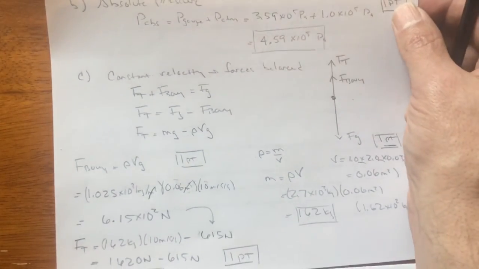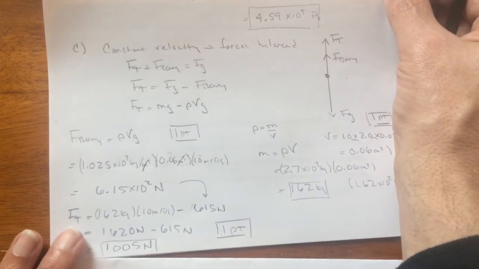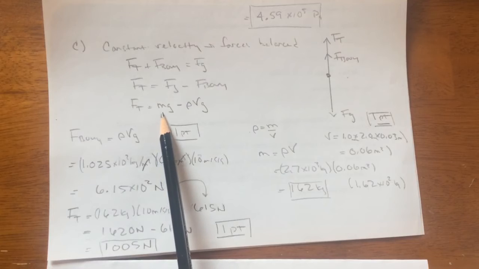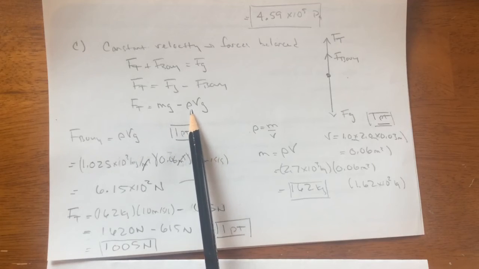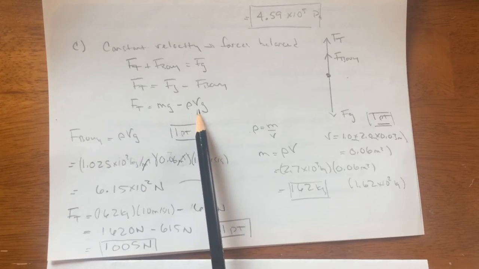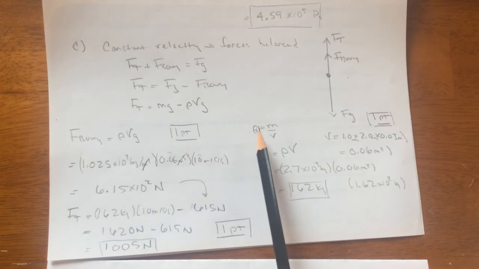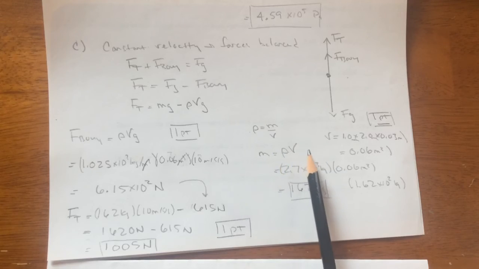Let's go. We want now to calculate the tension. We need a couple things to do that. We need the mass, and from that we can get the weight down, and we're going to calculate the force buoyancy. So let's do mass first. Density is mass over volume. Mass is density times volume.